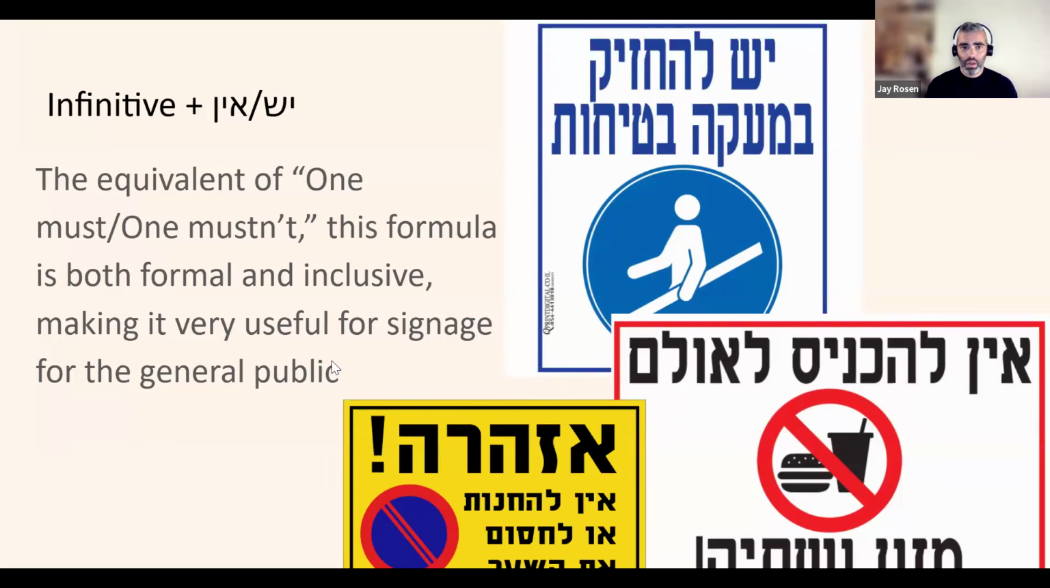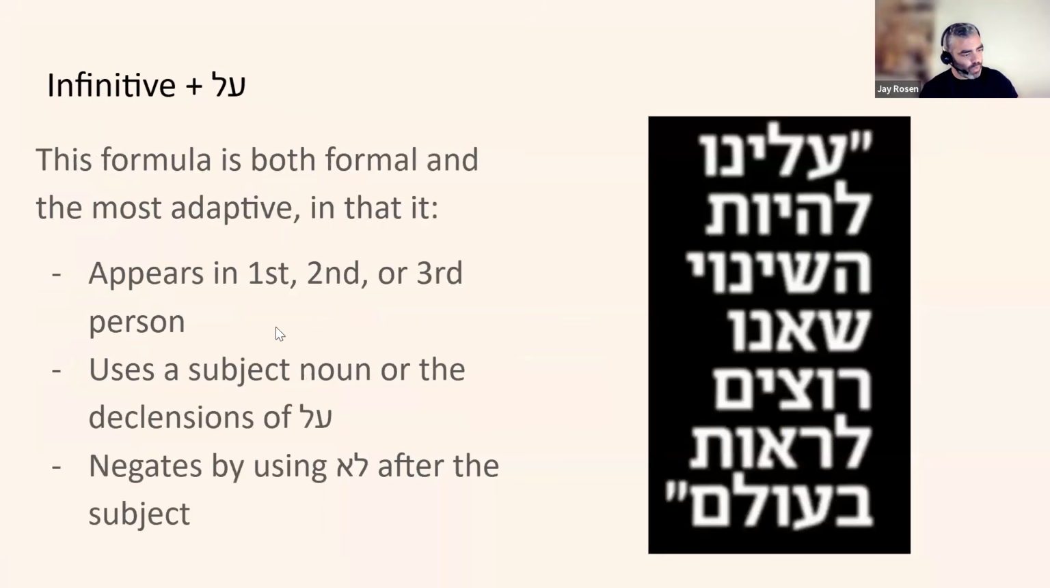And then finally, our other form that uses the infinitive is al. This one is very formal, but it's also very adaptive in that you can say this to someone, not just in the second person, right? Everything we've seen up till now, the commands are in second person. Do something, don't do something. Speak, don't speak, right? And then we got to al, and yesh and ein. One must not or one must.